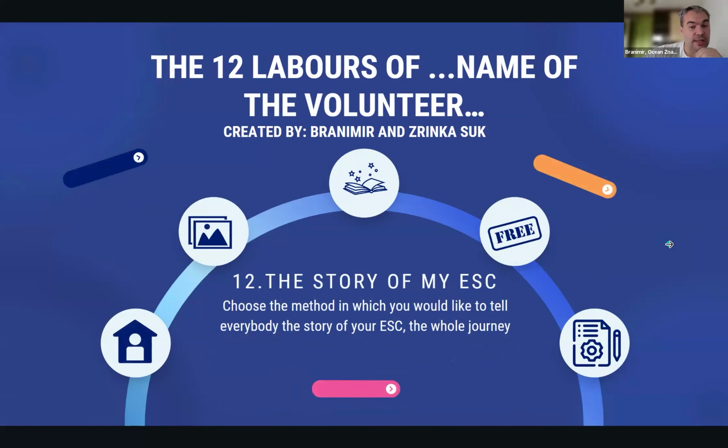And the last one is, yes, this is the one I forgot. This is the most important one for the final report. And this is the story of my ESC, meaning how they're doing, to tell the story of their volunteering, what happened, if they were doing the 10 things they did for the first time, 10 things they learned, if they were doing the 12 labors, if they were doing the goals. This should be a very easy article to make that explains their whole experience.